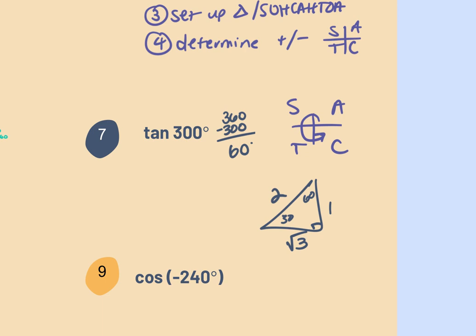But now I go opposite the 60 to get tangent. Opposite 60 would be root 3. Adjacent would be 1. So root 3 over 1 gives me a tangent of root 3. And then it's in the fourth quadrant where cosine and secant would be positive and everything else is negative.